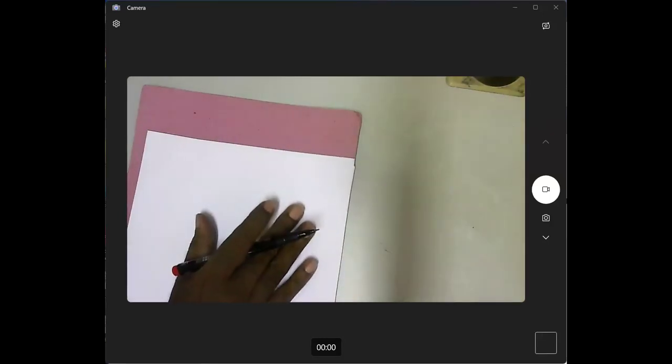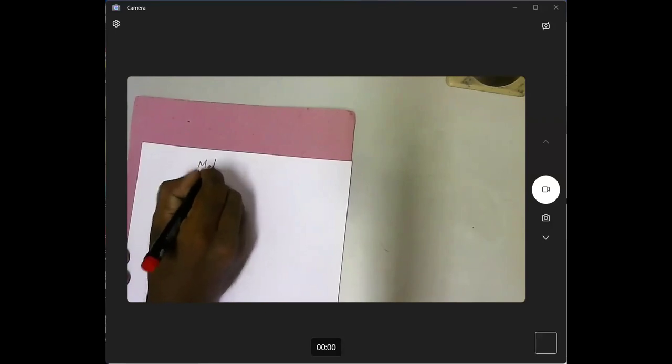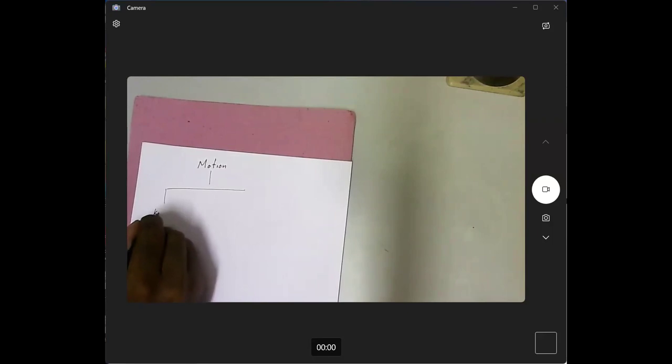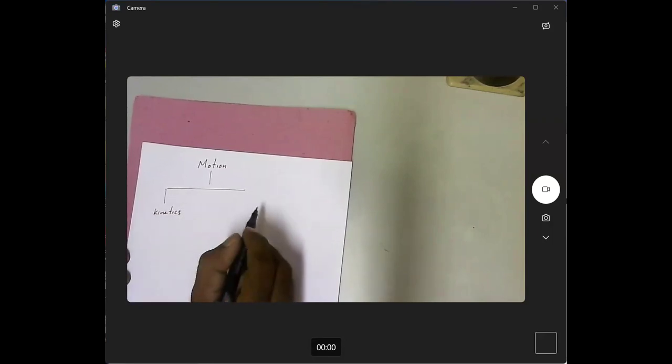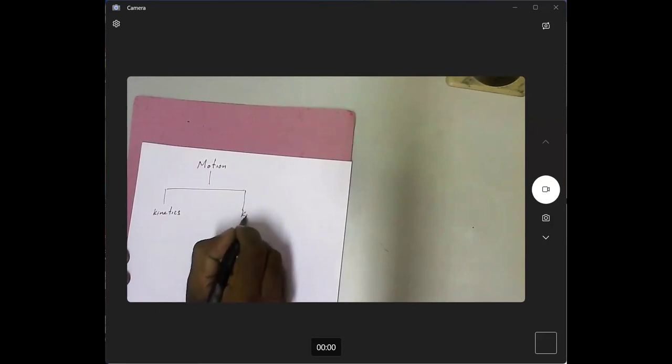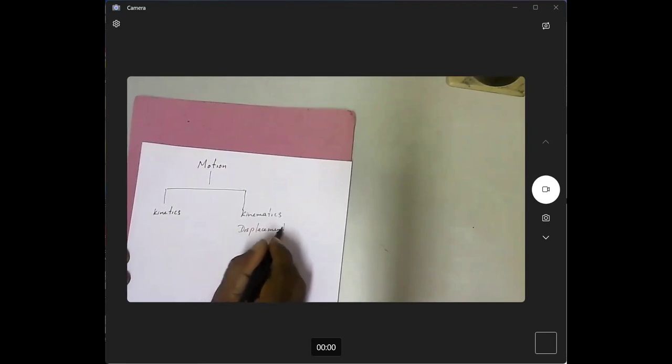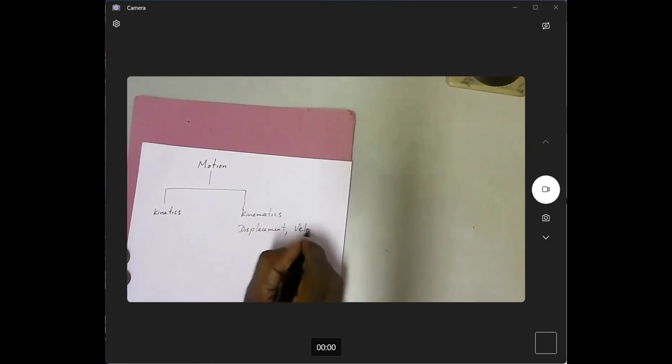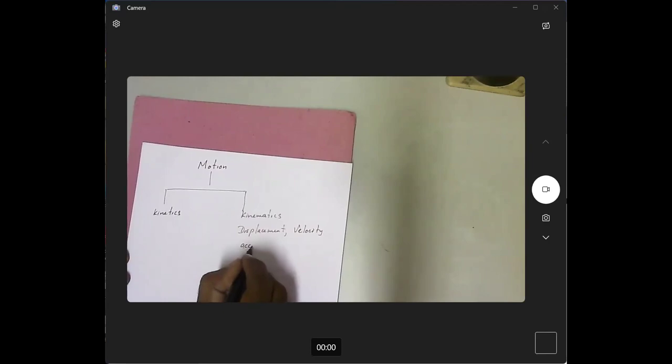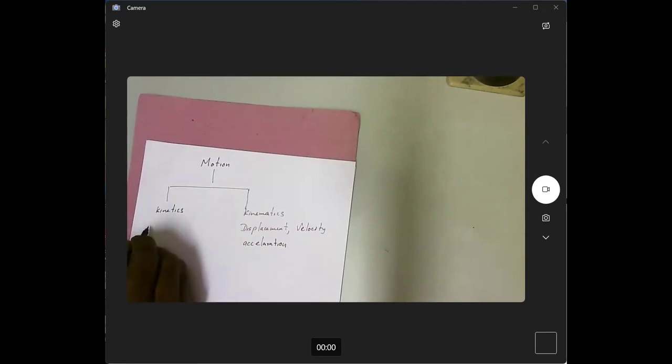Can you see my screen and what I am writing on it? Can you read this?